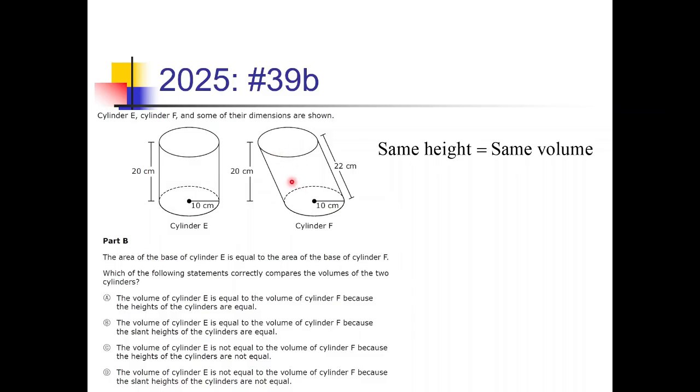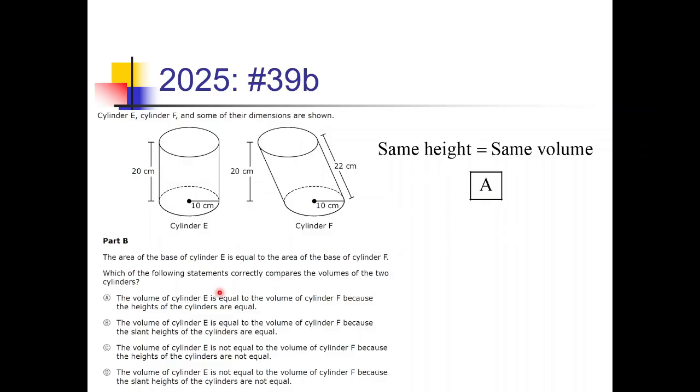I haven't changed the volume of all those pancakes. I've just changed the angle at which they're sitting on each other. So same height, same volume. So looking at our answer choices, choice A, volume is equal to the volume of F, because the heights are equal. That's exactly what we just set up here. So choice A looks like a good answer.